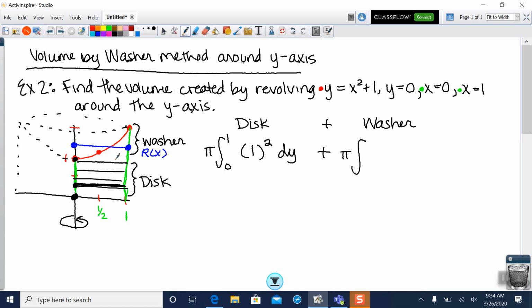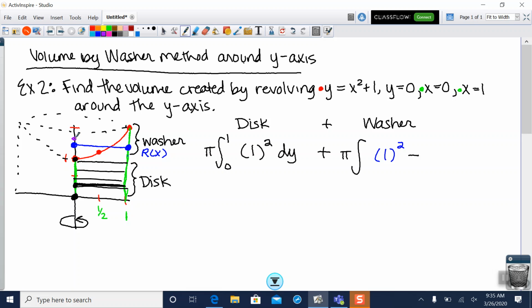Okay, and what do you know about the outer radius? No matter where we draw it from in this upper part, what do you know about the outer radius? Well, it's always going over here to this green line. And where is that green line? That green line is at 1, minus the inner radius. Okay, well, what's my inner radius here?